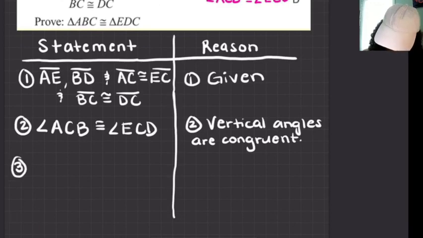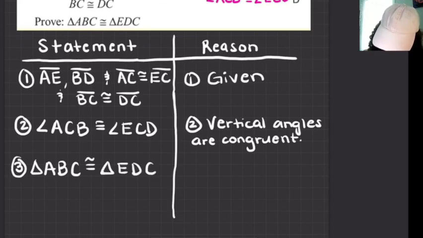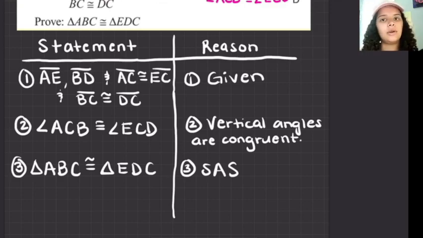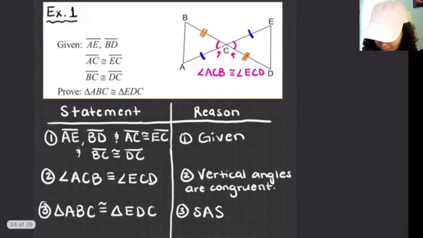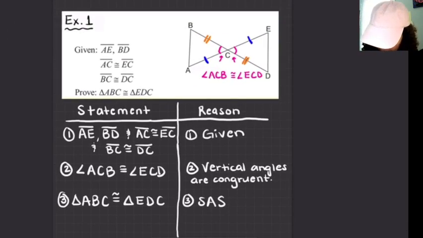So now I have proven what I needed to prove. Triangle ABC is congruent to triangle EDC, and your reason is by side angle side. The good thing is you don't have to actually write out side angle side, you just write SAS, okay? So that is how we do a 2-column proof, okay?